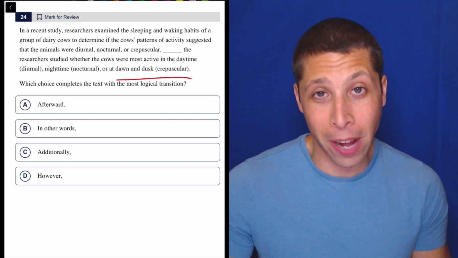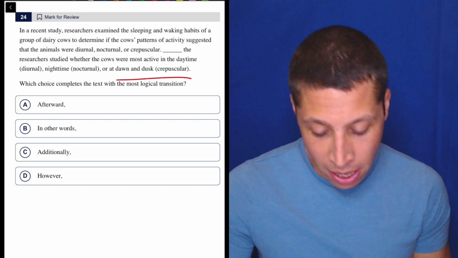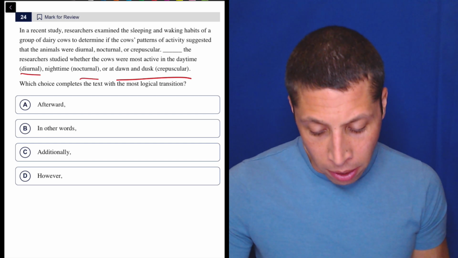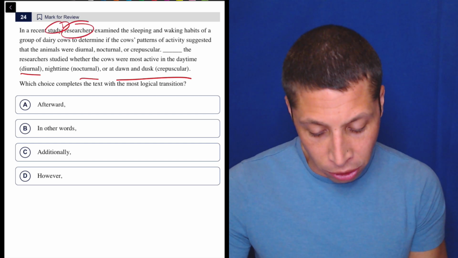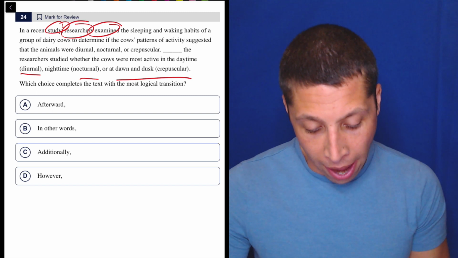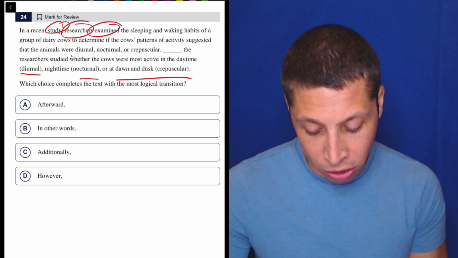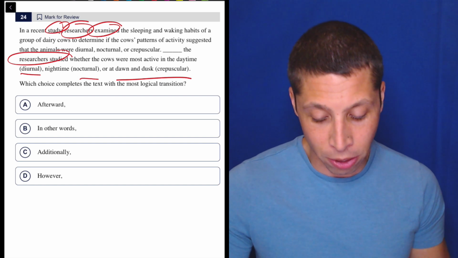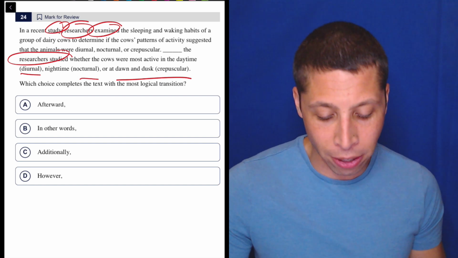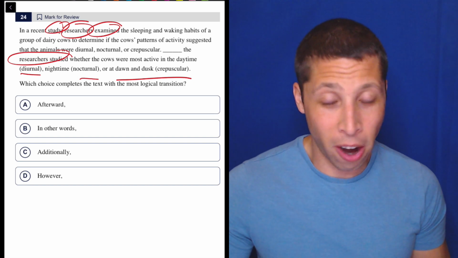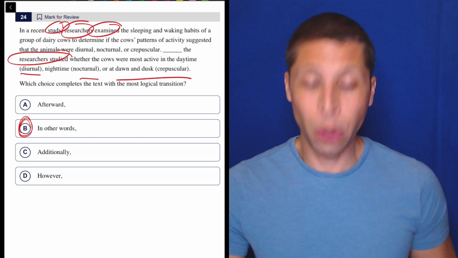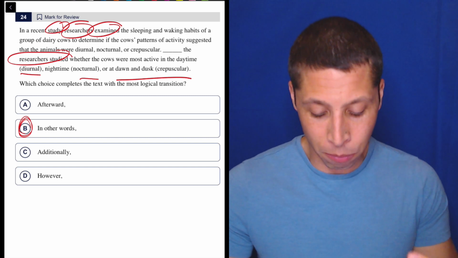So good word to file away just in case it comes up in a vocab question, more so these two. But what are we really saying? So the study has researchers examining something, and then what's the next part say? The researchers studied, well, aren't they kind of saying the same thing? They're talking about the dairy cow's patterns in both sentences. Are they adding anything here? No. This is, finally, an opportunity to use the transition in other words.